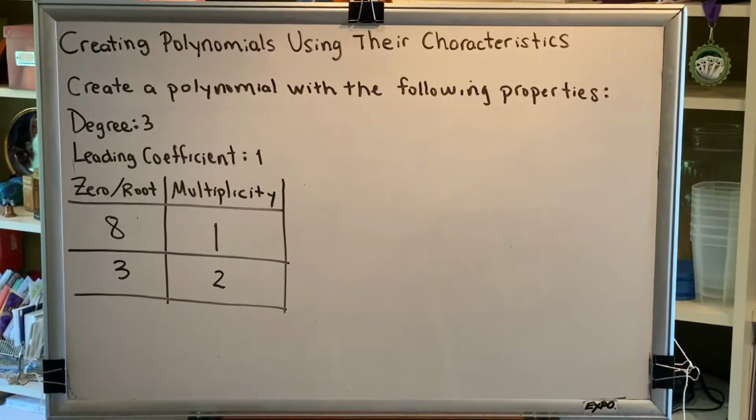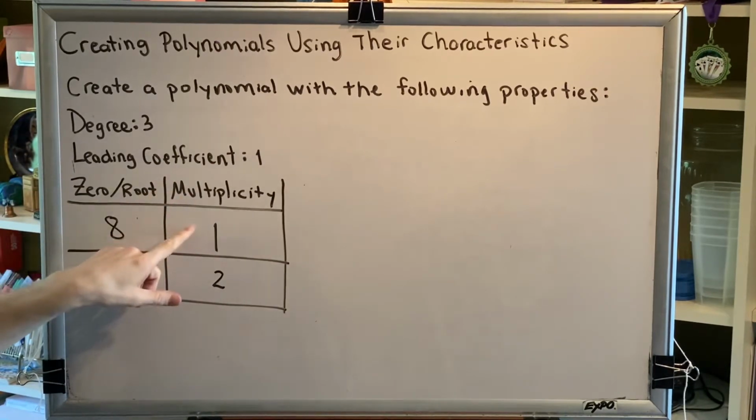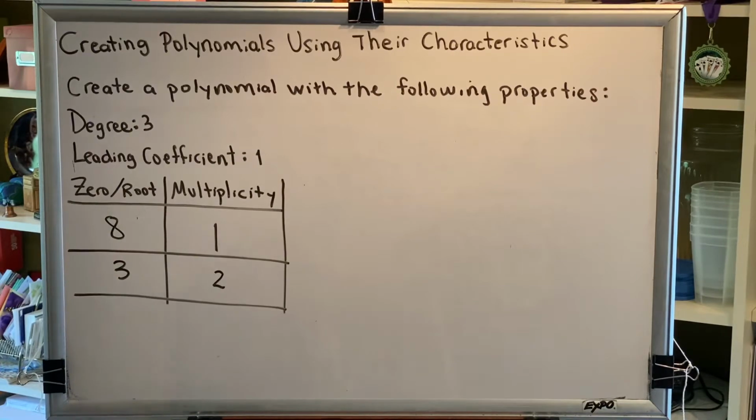The topic of this video is creating polynomials using their characteristics. Let's solve this problem. Create a polynomial with the following properties. Degree 3, leading coefficient 1. The root 8 has a multiplicity of 1, and the root 3 has a multiplicity of 2.